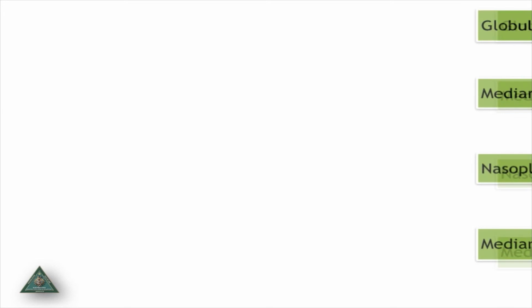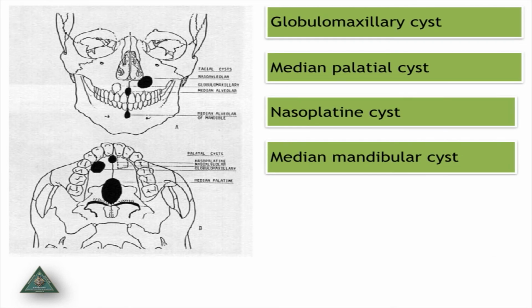Non-odontogenic cysts: globulomaxillary cyst, which occurs between the lateral and canine region of the maxilla; median palatal cyst at the middle of the palate; nasopalatine cyst at the junction of the nasal and palatal area; and median mandibular cyst at the junction of the right and left mandible.